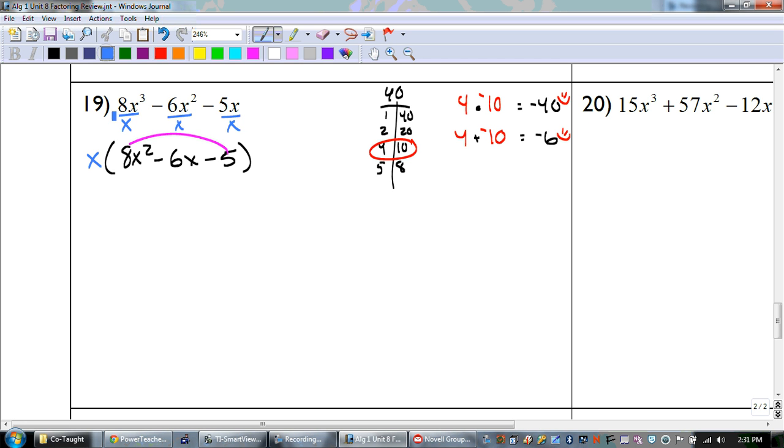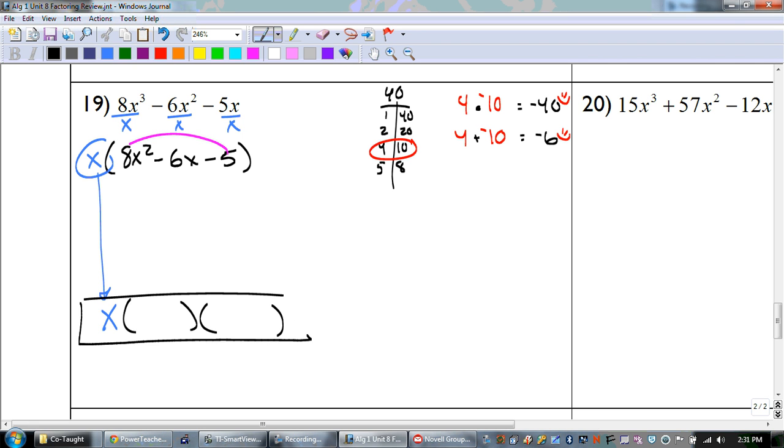Okay? Now, I don't want to forget about the x as my GCF, so I'm going to put that in my answer right away. Now, let's go ahead and split the middle term. We have 8x squared plus 4x minus 10x minus 5.